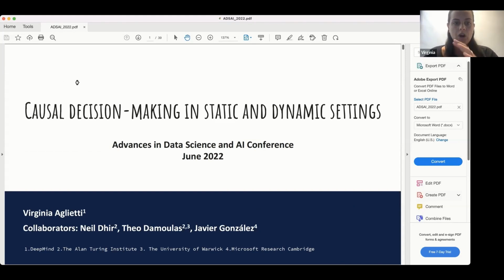I'm going to be talking mainly about static settings, and how we can find optimal interventions in a causal graph in static settings, and then I'll speak about how the methodology that we develop in static settings can be extended to dynamic settings.